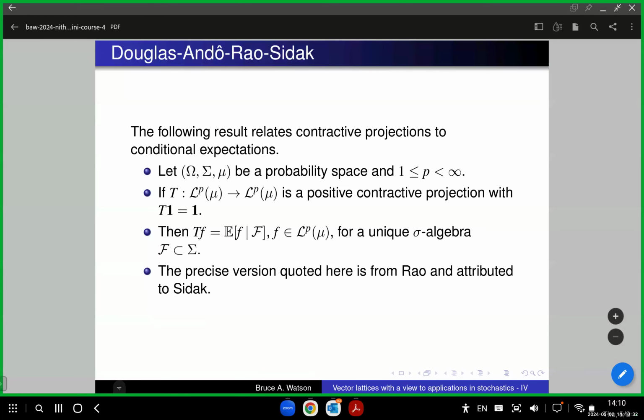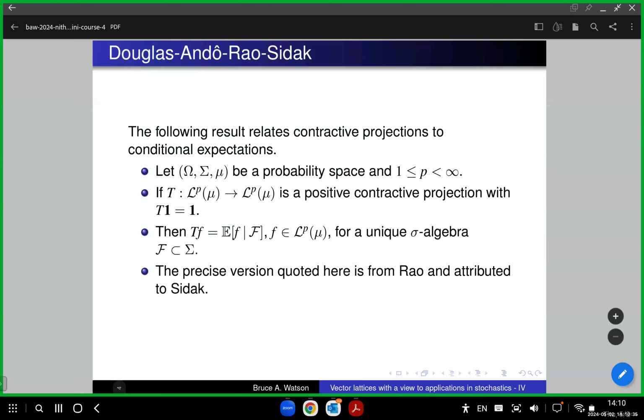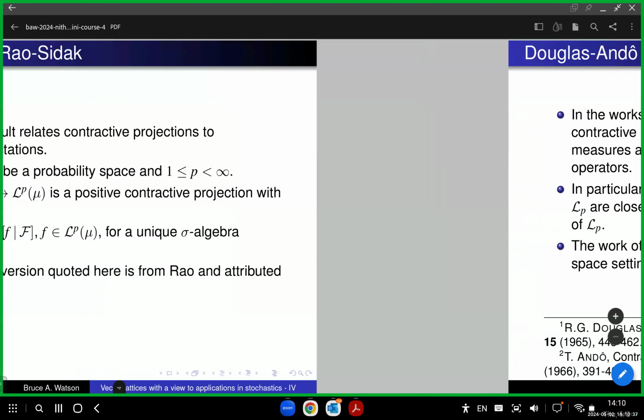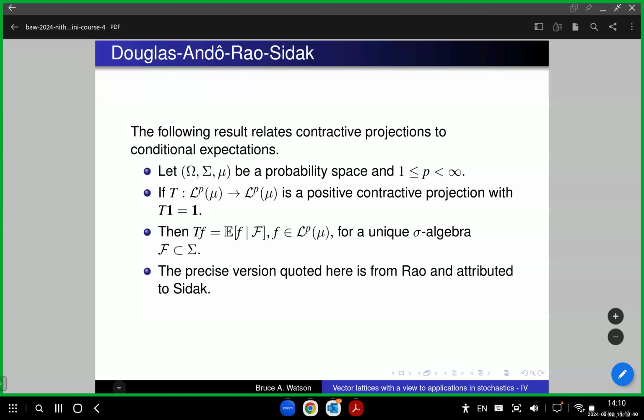Now, there are some results that date back to the mid-1960s on the characterization of conditional expectation maps. These are mainly attributed to Douglas and Ando, who built the starting blocks of them. Rao packaged it very nicely. Sidak did some order theoretic properties on it. So the following result, which I've given here, is actually quoted from Rao.